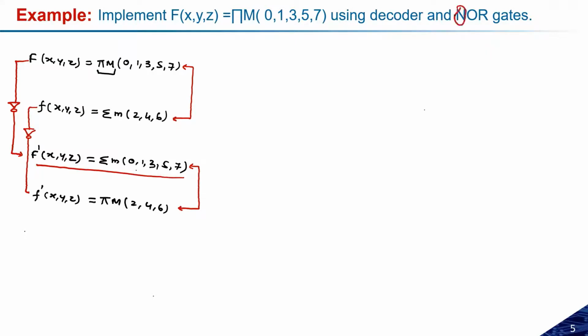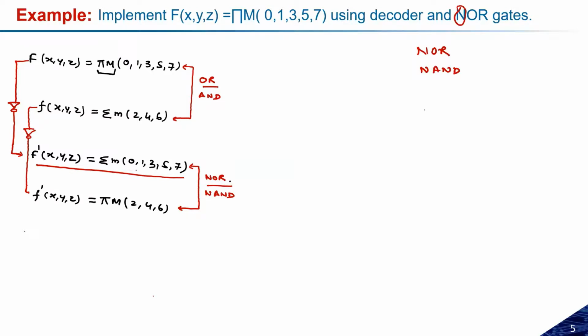If NOR or NAND is given, in that case I will use complementary. So NOR or NAND, I will use these two things. If OR or AND is given, then I will use these above two things. Okay, so these are possible.